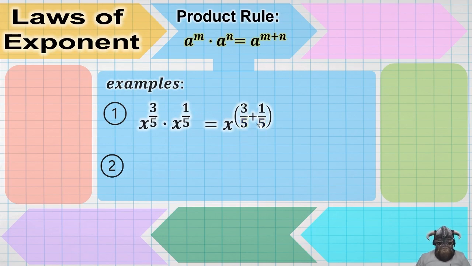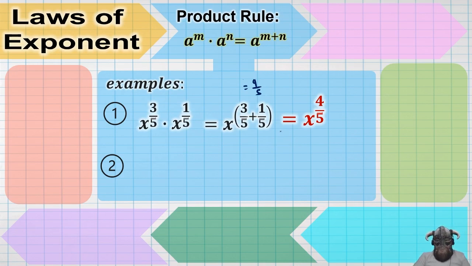So, paano yun? All we need to do is to add 3 plus 1, that will be equal to 4. So, the sum will be equal to 4 over 5. So, add lang natin yan. So, this will be equal to 4 over 5. Therefore, our answer is x raised to 4 over 5. So, yan. Madali lang, di ba?